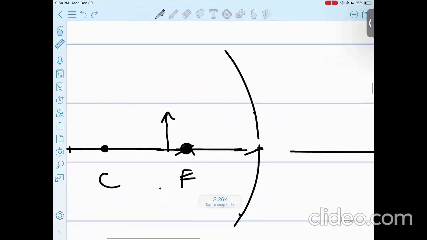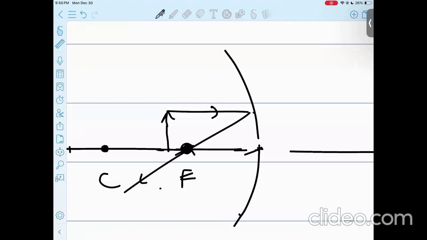So the way we do that is we shoot some rays of light off of the arrow. We propagate them and we see where they end up. And there's three rays that we really care about. The first one is the one that leaves parallel to the optical axis, like that. And what's the fate of this ray? Well, it's going to come back and travel through the focal point like that.